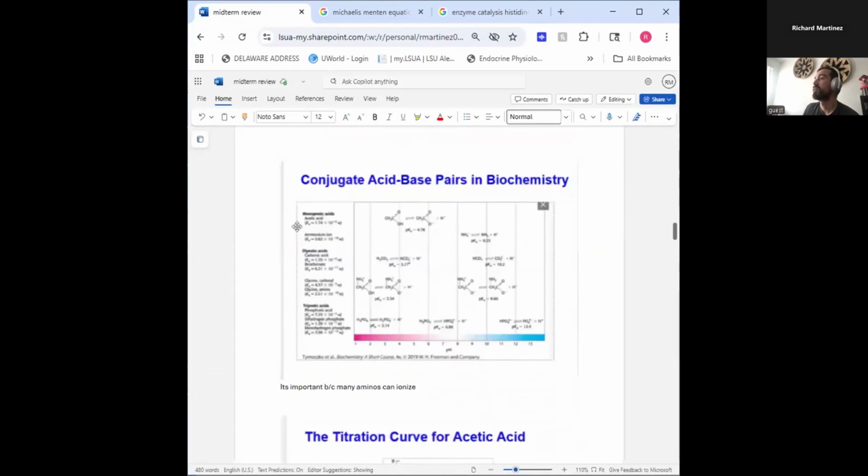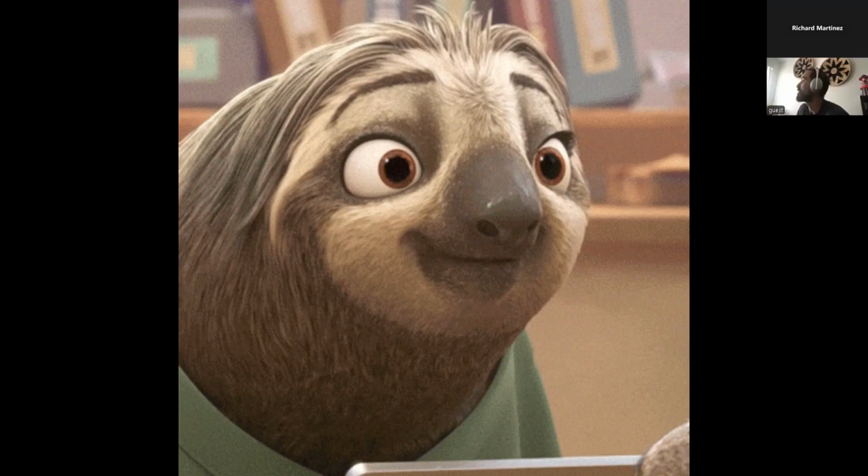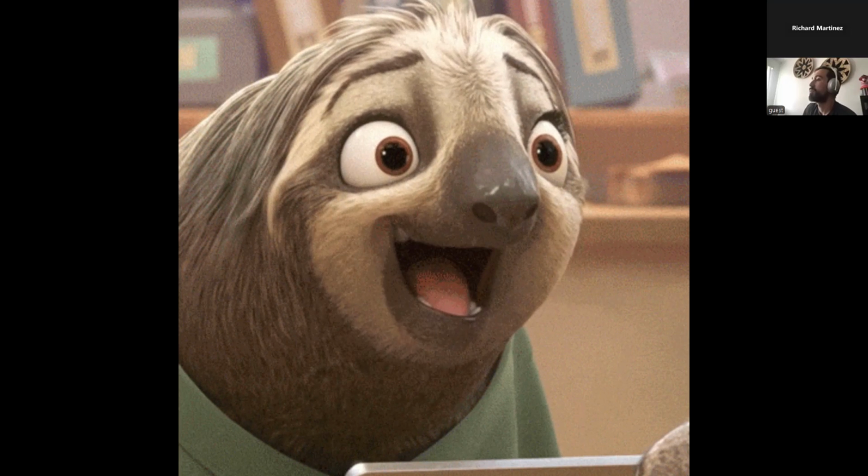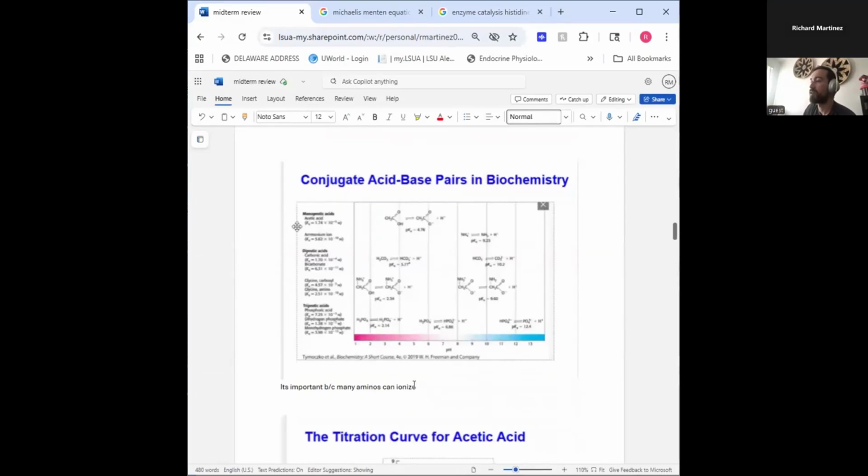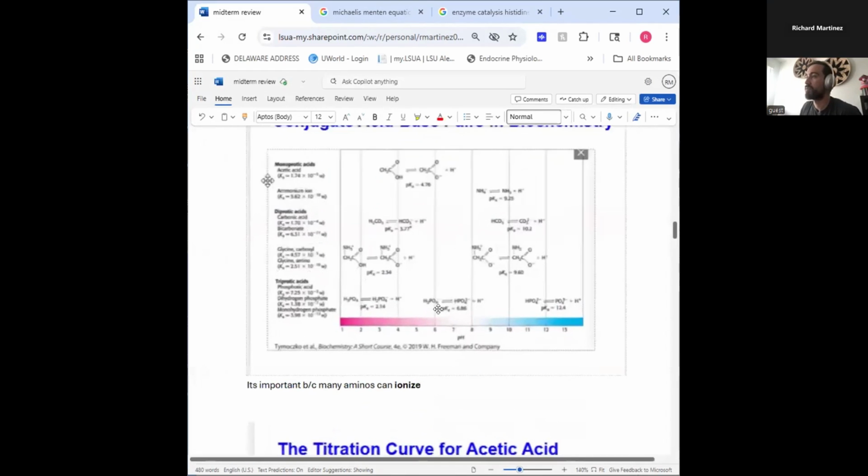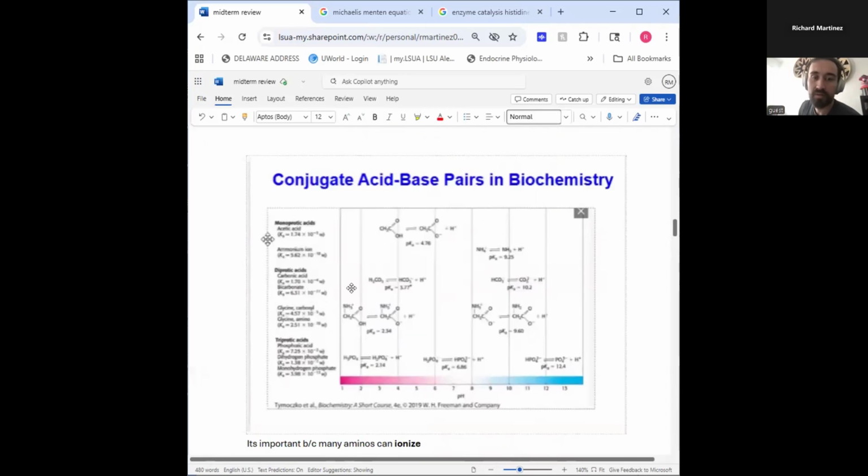Okay, let's jump right to here: conjugate acid-base pairs in biochem. Like I was saying earlier, there are many amino acids that can ionize. I'll get you guys a list in a little bit, but here you can even see this picture. It may not be that great of a picture; it's a little blurry.